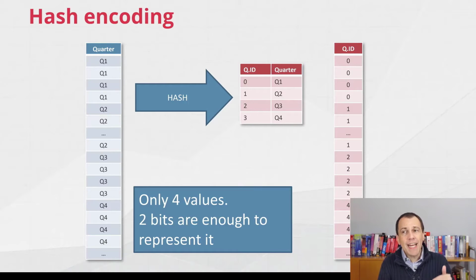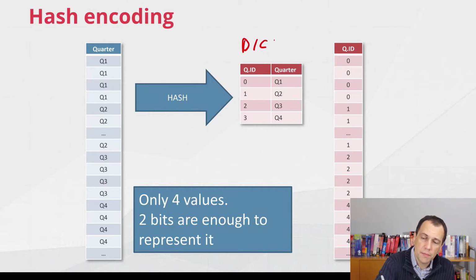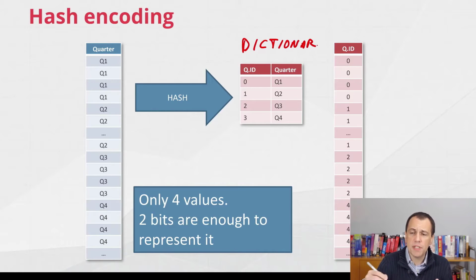So if we create a dictionary, a list of unique values we have in the column, this is what we call a dictionary. In this dictionary, we have just a list of the unique values, and we assign a number starting from zero, an integer number that is the position of this unique string in the dictionary. The hash encoding transforms the original value into an integer value, which is the position of this unique value in the hash table, also called dictionary.